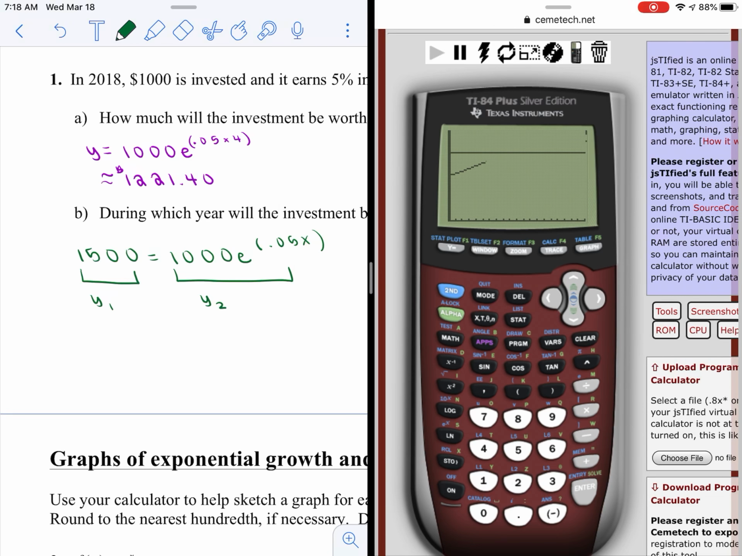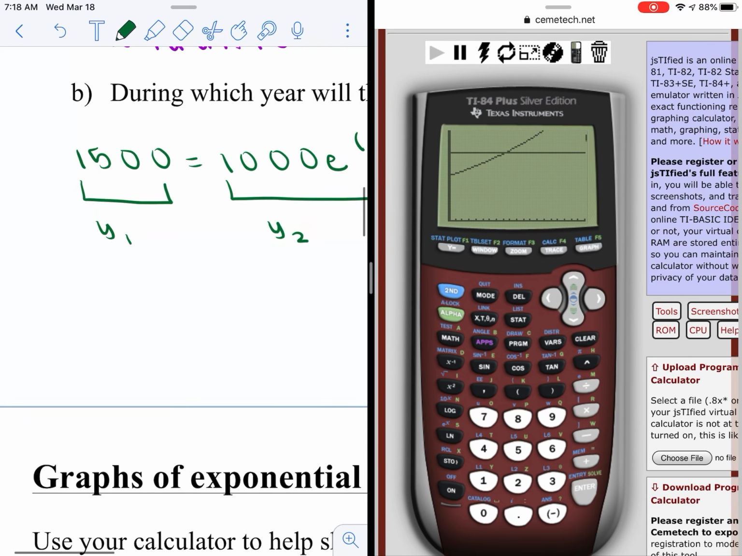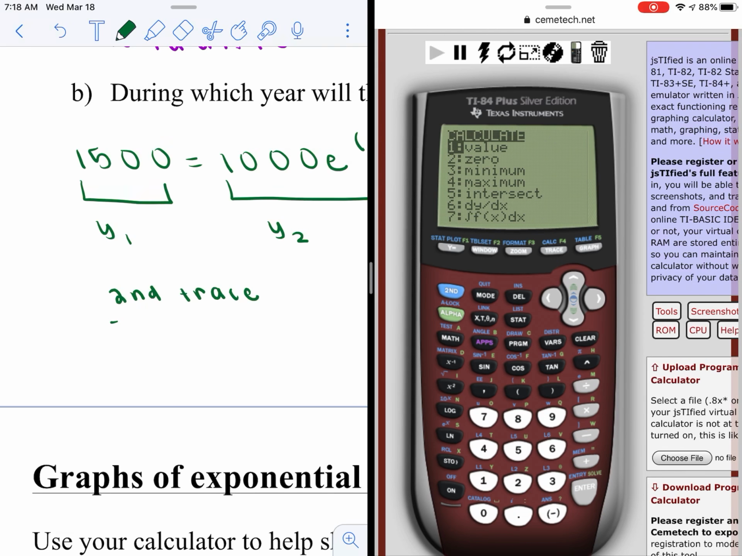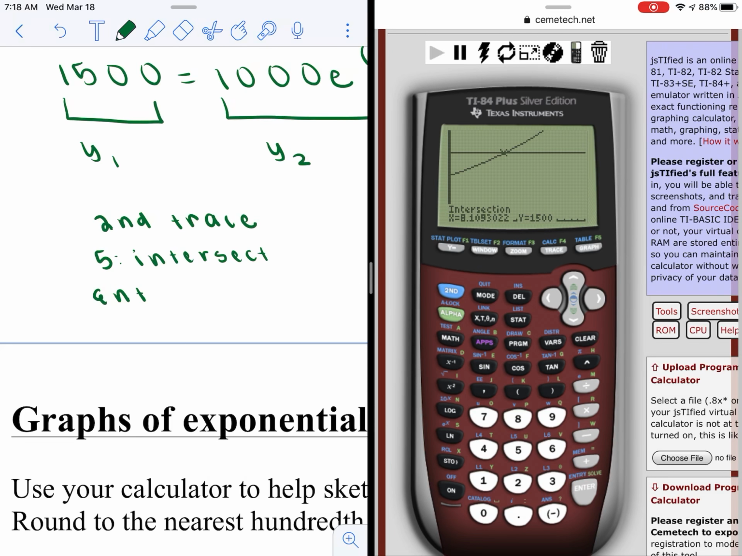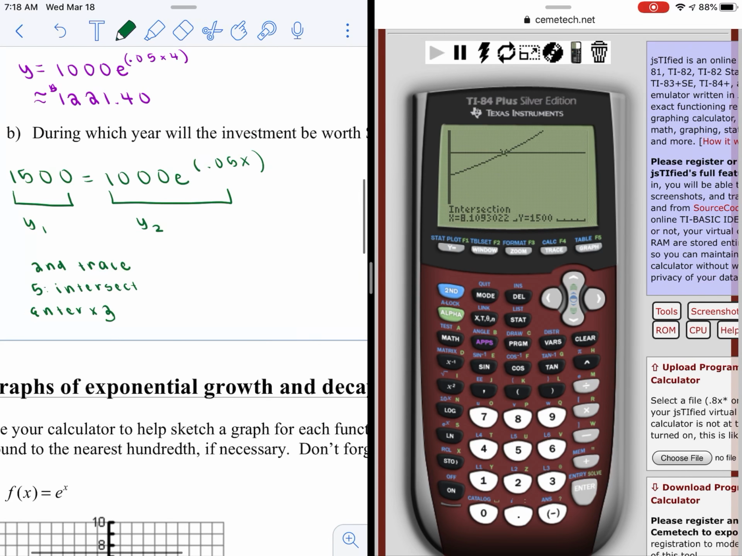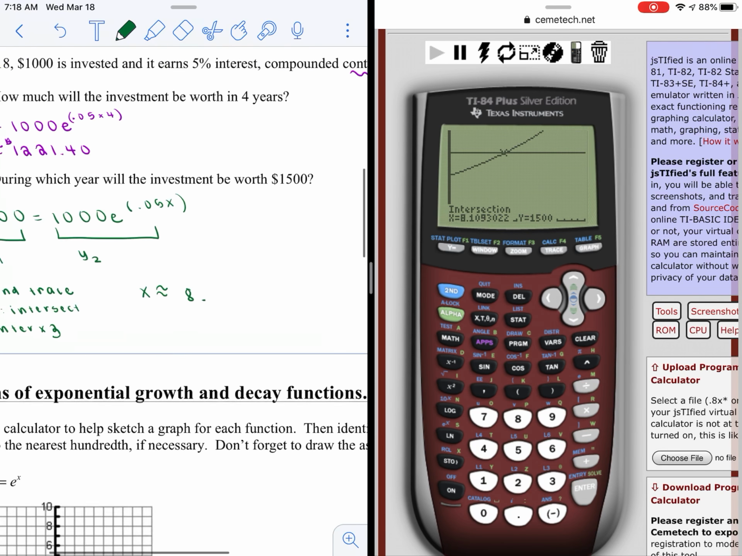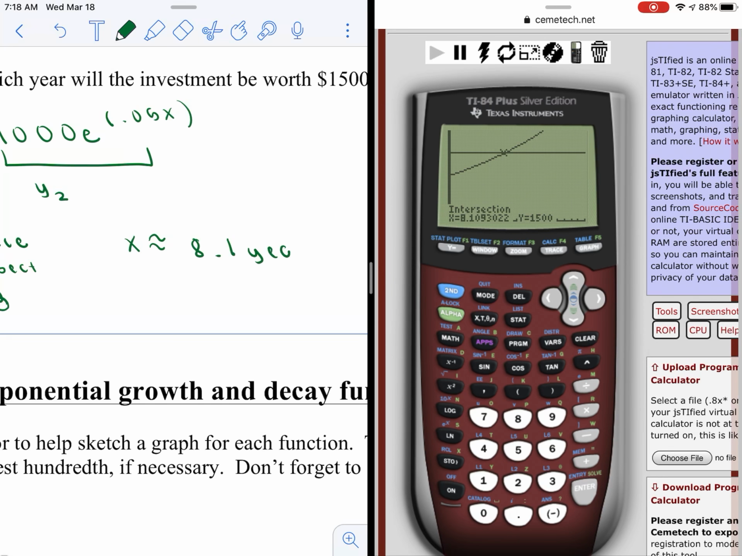So you want to find where these two intersect. So what you can do now is go to that second button, and then you want to hit trace up at the top. And then we want to do option 5, intersect, and then hit enter 3 times. So we get X is approximately 8 point, does it say how to round? It does not, so we'll go 8.1 years.